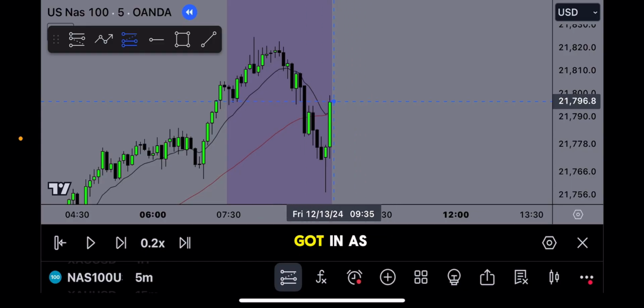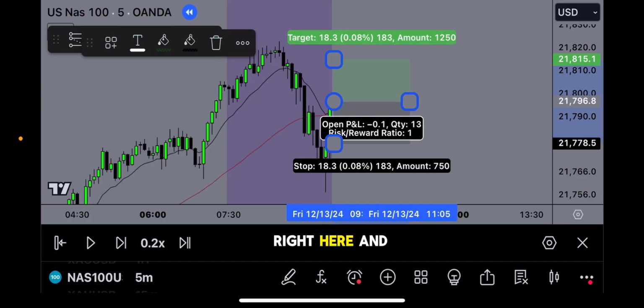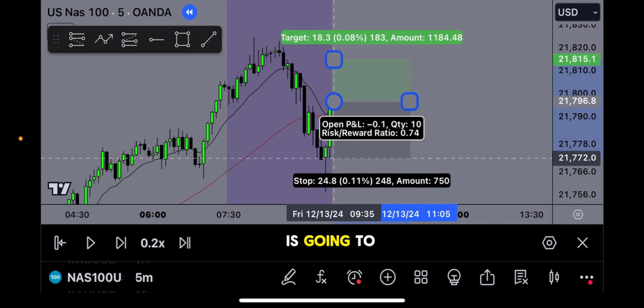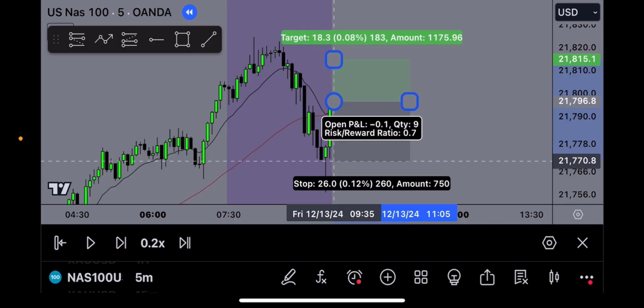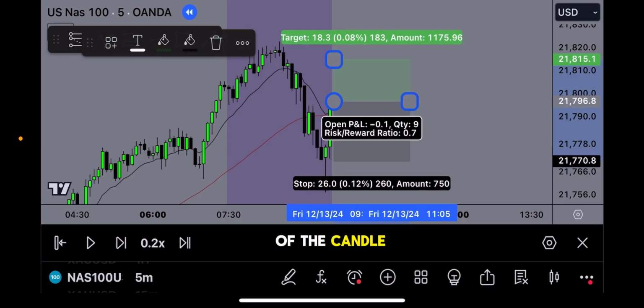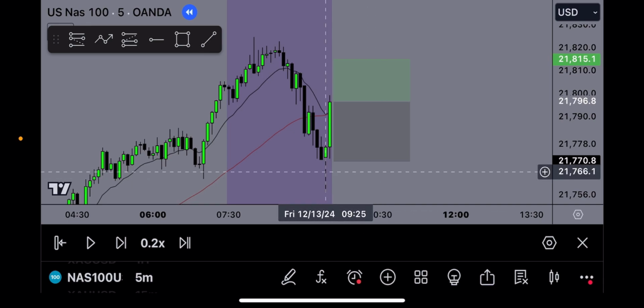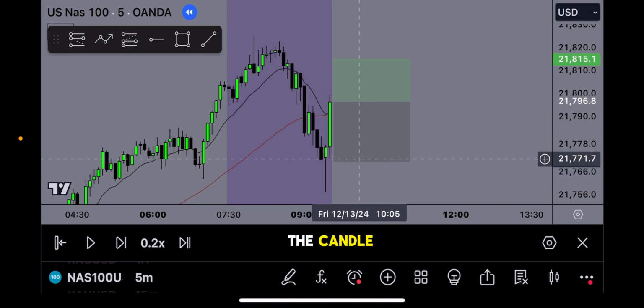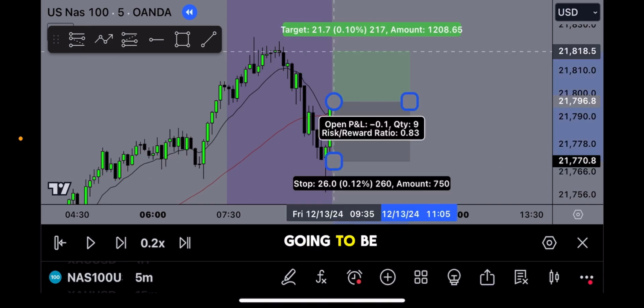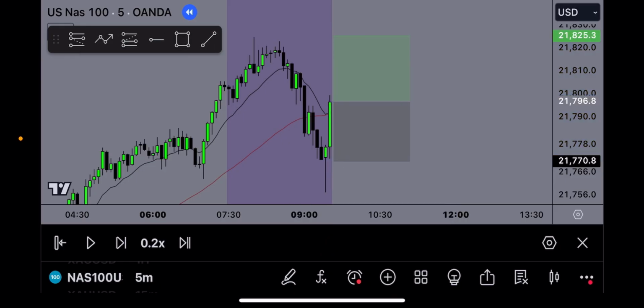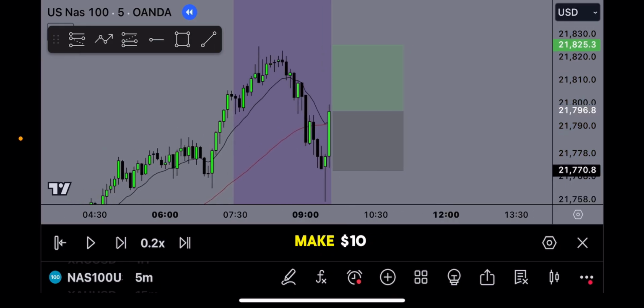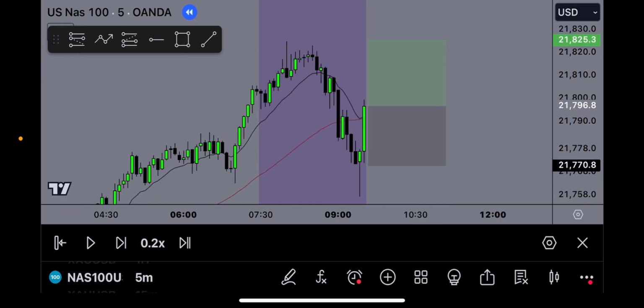So here I would have got in as soon as the candle would have closed right here, and my stop loss is going to be at the end of the candle, which is right here, the end of the wick of the candle. And then my take profit is going to be a 1-to-1, which is I'm risking $10 to make $10, right?